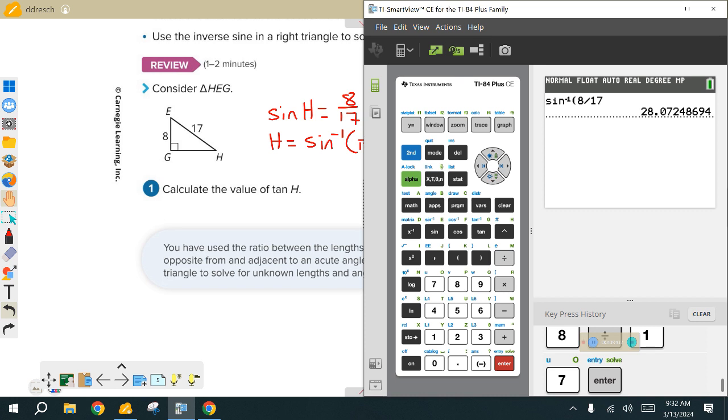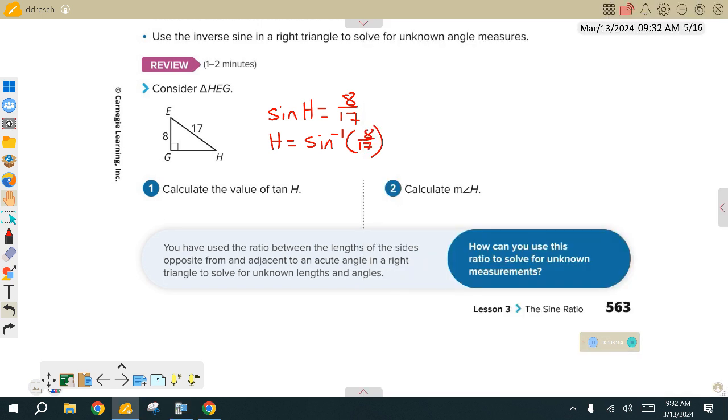Nearest degree. That is our default, correct. So in this instance, it's going to be about 28 degrees, correct. That is, again, our default, unless the directions say otherwise. All righty? So 28 degrees. Great.